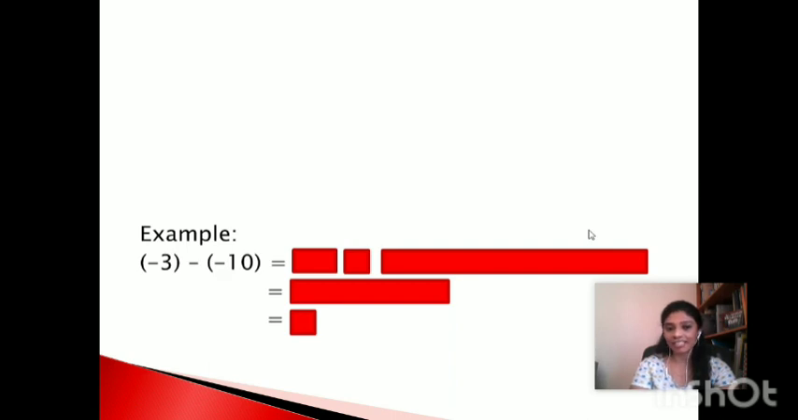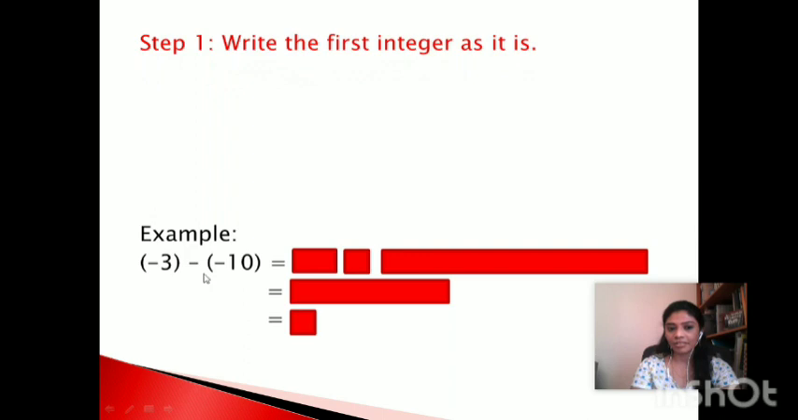So consider the first example, minus 3 minus of minus 10. Here, the middle symbol minus indicates that I need to subtract the two integers. So what do I have to do? Step 1, write the first integer as it is. Here, the first integer is minus 3. So write minus 3 as it is.